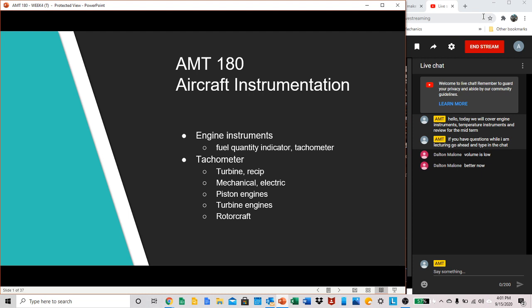Okay, good. So we are going to talk about engine instruments today. We're going to go over the fuel quantity indicator and the tachometer. In the tachometer, we'll talk about tachs for turbine engines and recip engines. We'll talk about mechanical and electric tachs, and then piston engines, turbine engines. And also rotor aircraft, because those have tachometers as well.